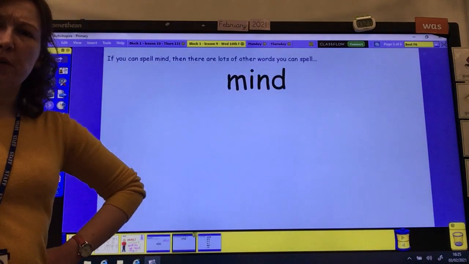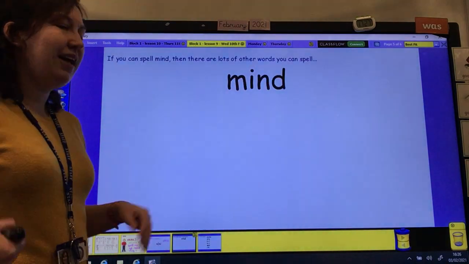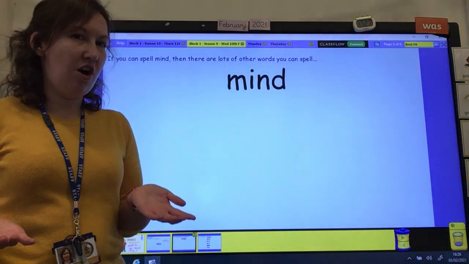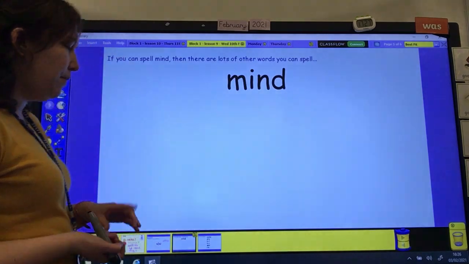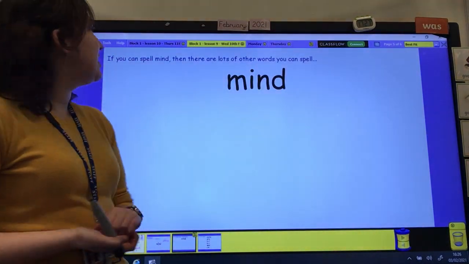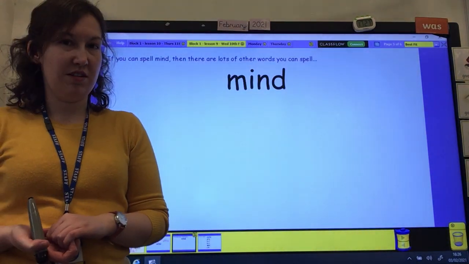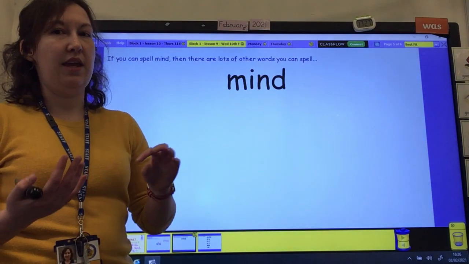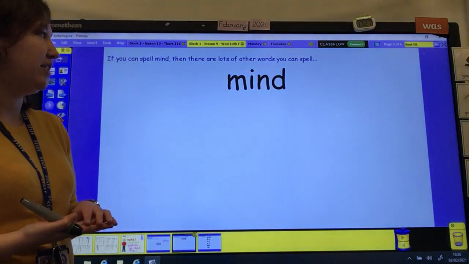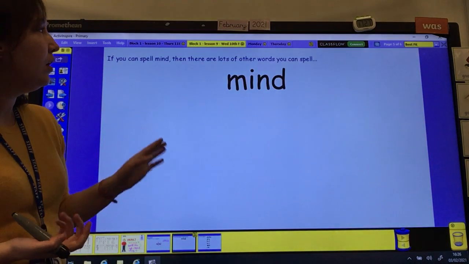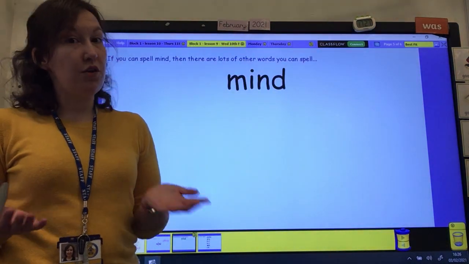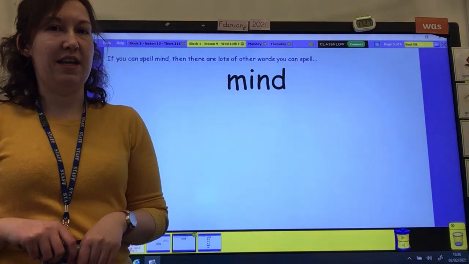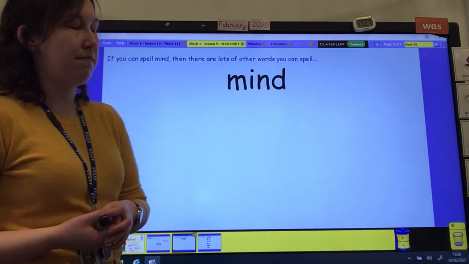So, if you can spell the word mind, can you think of any other words that have that I in the middle where it's spelt with just an I? Maybe you spotted some on yesterday's common exception word chart that have got the I making an I sound. So which words can you think of? Maybe pause the video and see if you can come up with a list of different words containing the I grapheme.